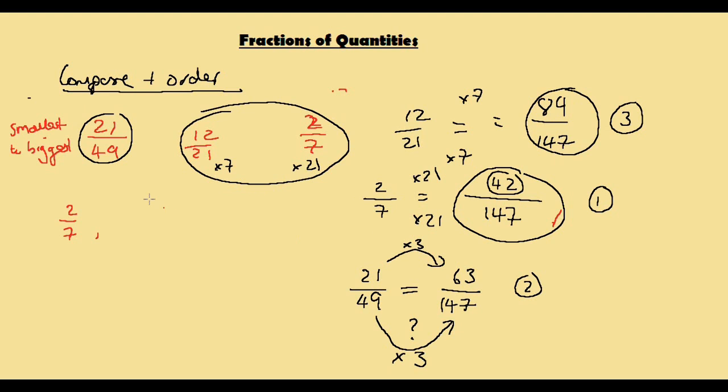So that's how we compare fractions, by putting them into equivalent fractions and then comparing the numerator. Once you've got the equivalent fractions with the same denominator, you then compare the numerator. And that is the end of fractions of quantities.